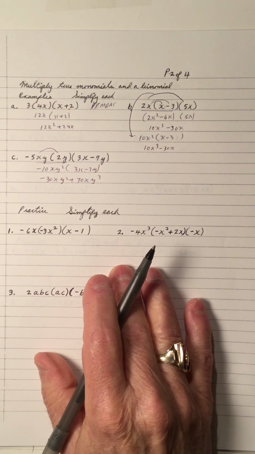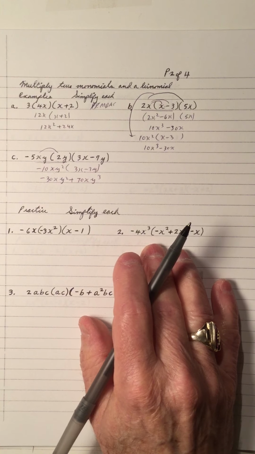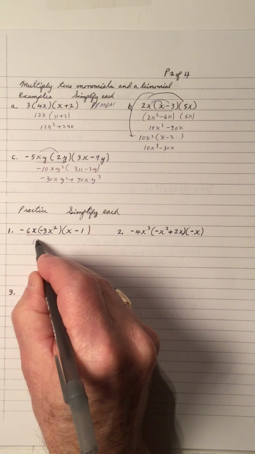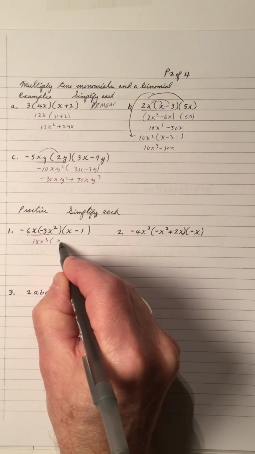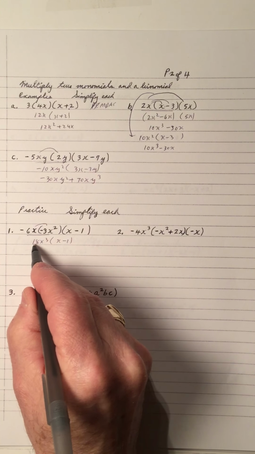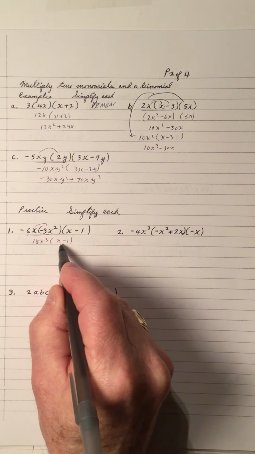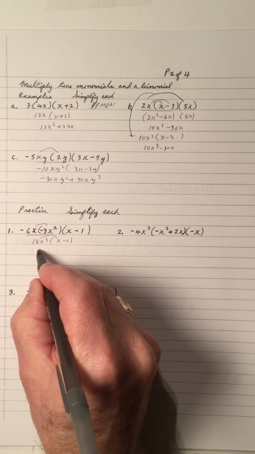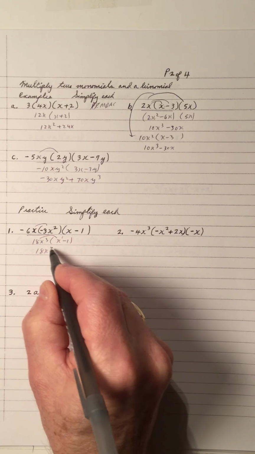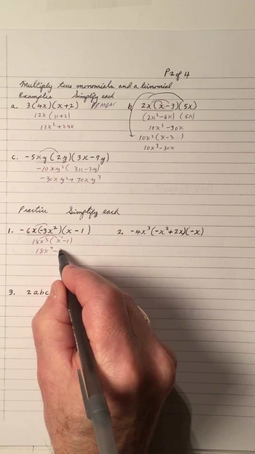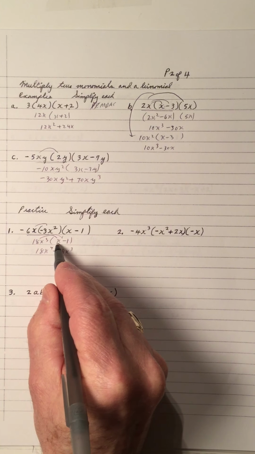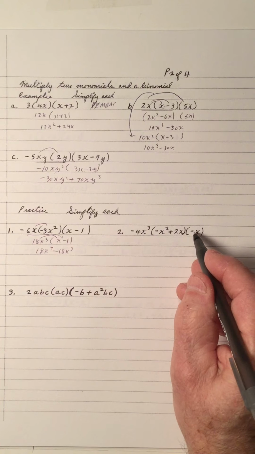Pause this video and work these out. So we have these two first. That's an 18x cubed. Done. So we multiply those two. Now we multiply 18x cubed by the x minus 1. So that's first. Multiply that one. 18x to the fourth, that's a 1. And then we multiply negative 18x cubed. So the 18x cubed is multiplied by the x and the negative 1. And the same thing here.